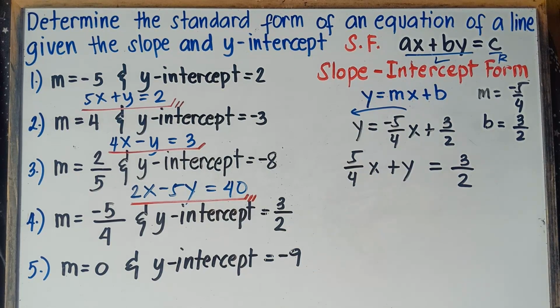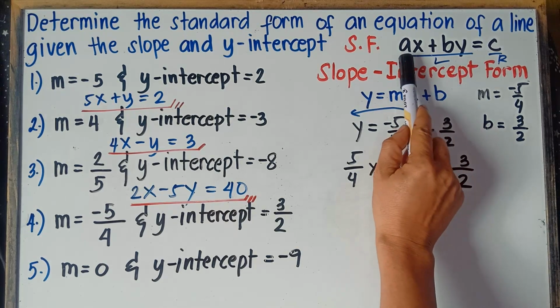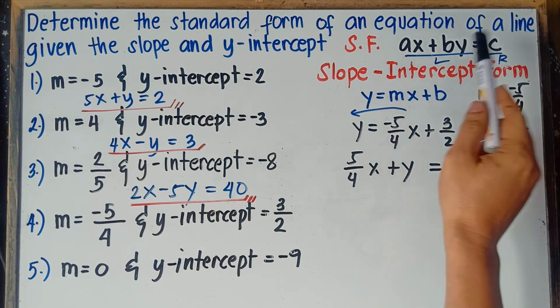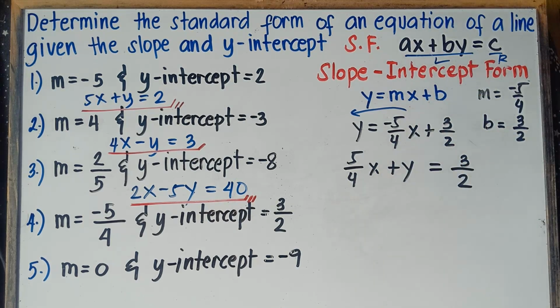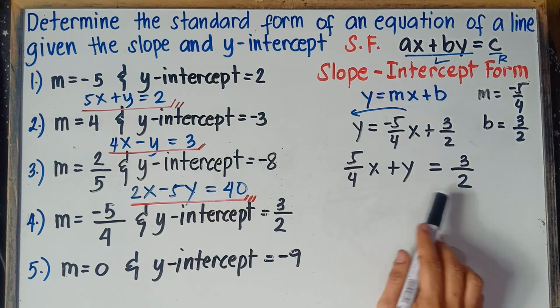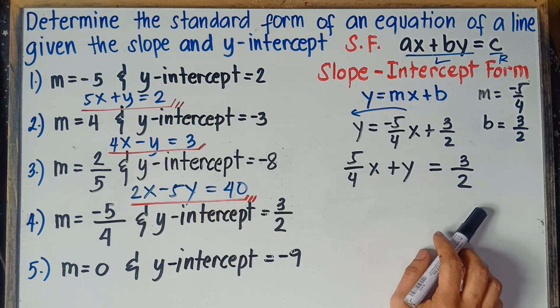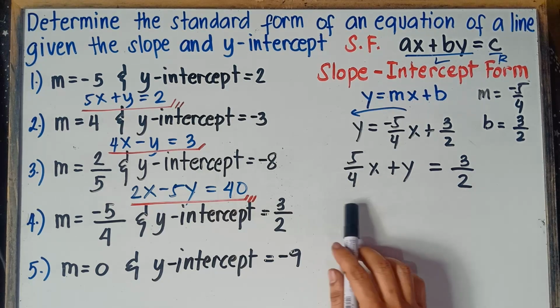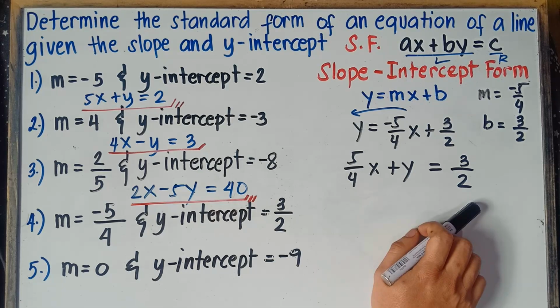Alright, so once again, class, we do have a problem because we have a denominator. In standard form, the value of a, the value of b, and the value of c should be a whole number. Now, since this is a fraction, we need to eliminate the denominator. We're not allowed to have a fraction for the value of a, b, and c.